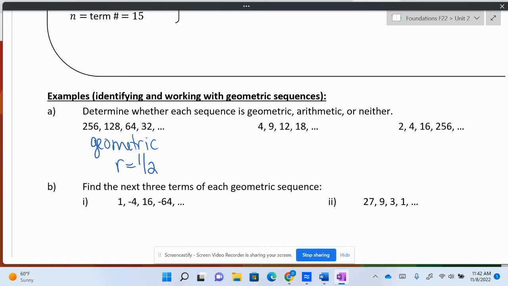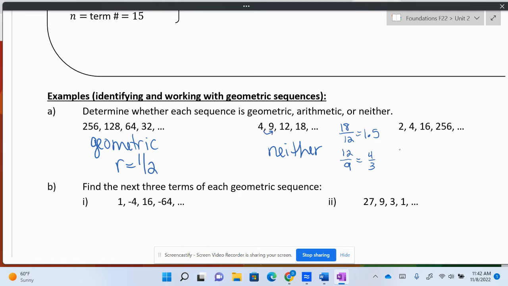Let's look at example A. The second sequence: 4, 9, 12, 18. What do you think? Antoine, you had your hand up. It could be geometric, arithmetic, or neither. Neither. Good job. There's not a single number that I can multiply all of those by to get the same term. Do you guys remember how to check that? Common ratio: the last term divided by the term that comes right before it. That's 1.5. The last term divided by the one that comes right before it is 4/3. Those are not the same. So I know that it's not geometric because it doesn't have a common ratio.